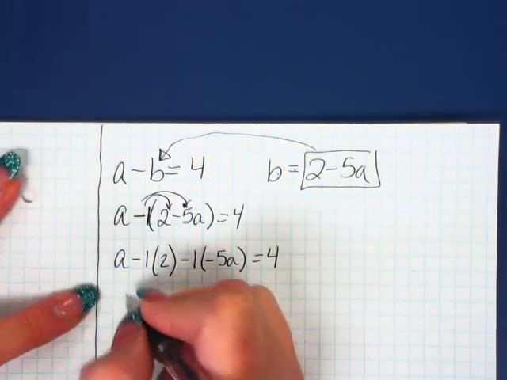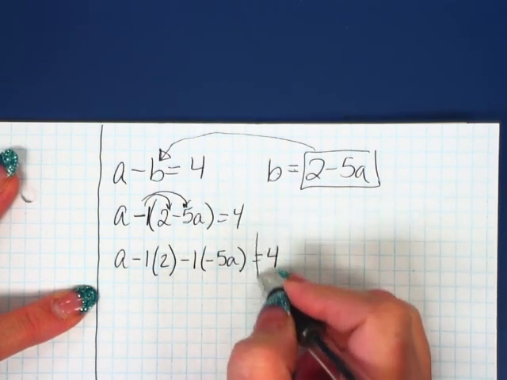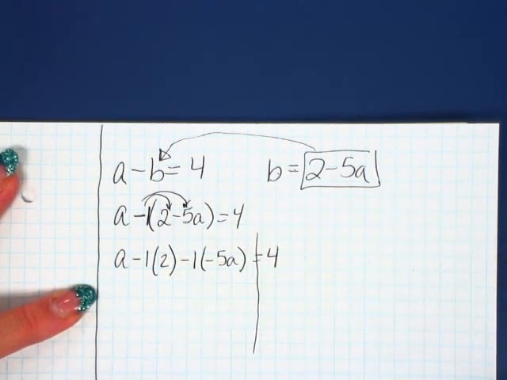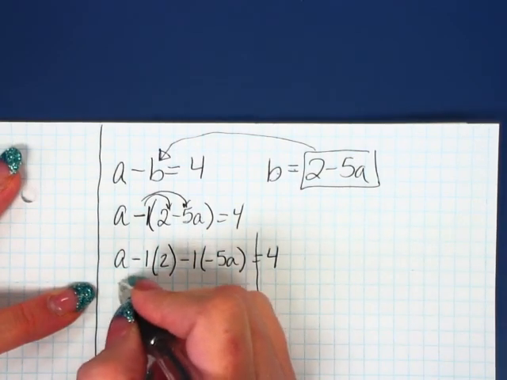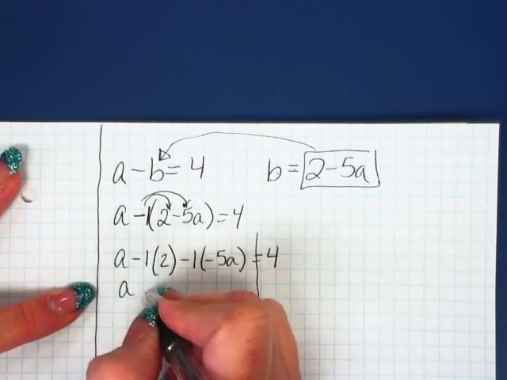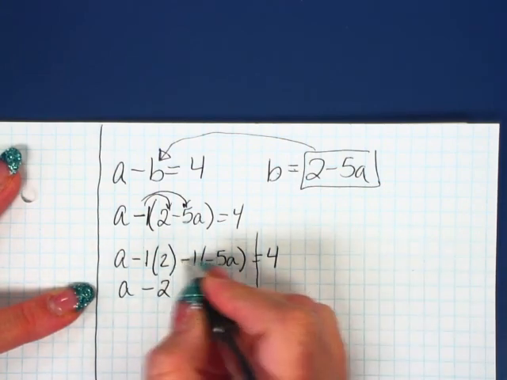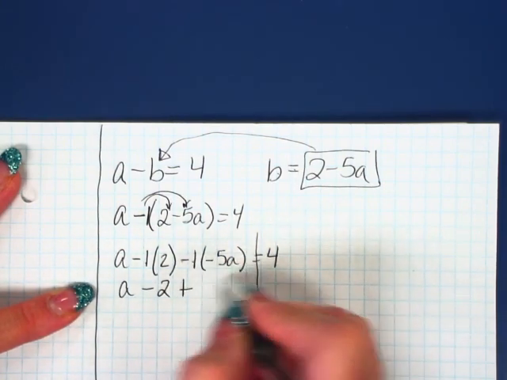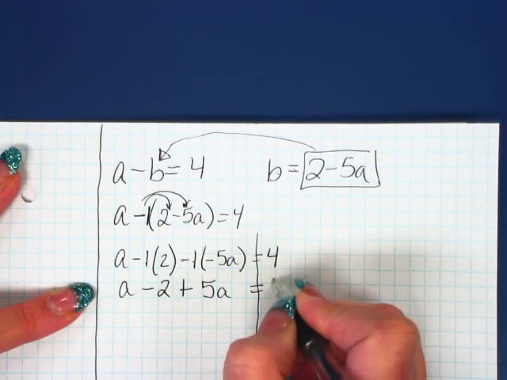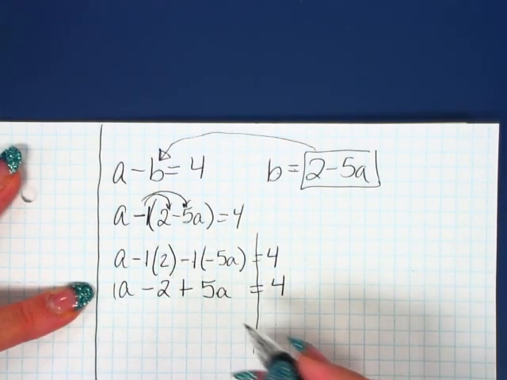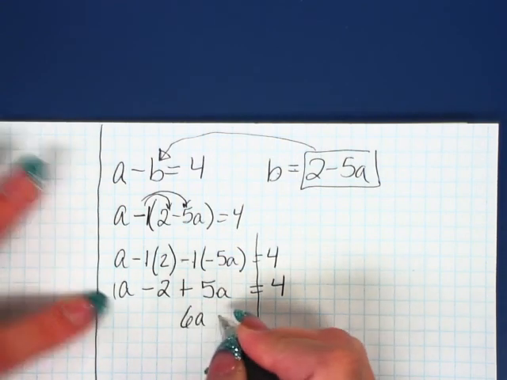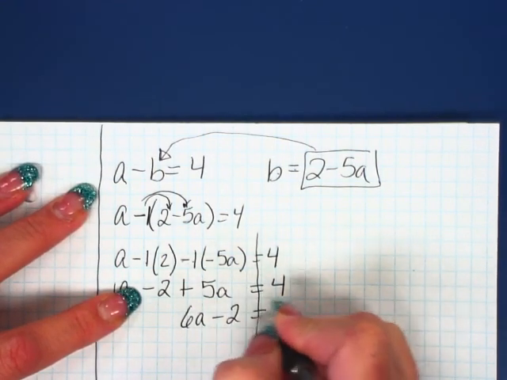Clean up those parentheses. Remember keeping everything on its side, and then doing the same thing on both sides of the equation. So negative 1 times 2 would be negative 2. Negative times a negative is a positive. 1 times 5A is 5A. Collect my like terms. I've got a 1A and a 5A. They're both positive. That would be 6A. And then we also have minus 2.